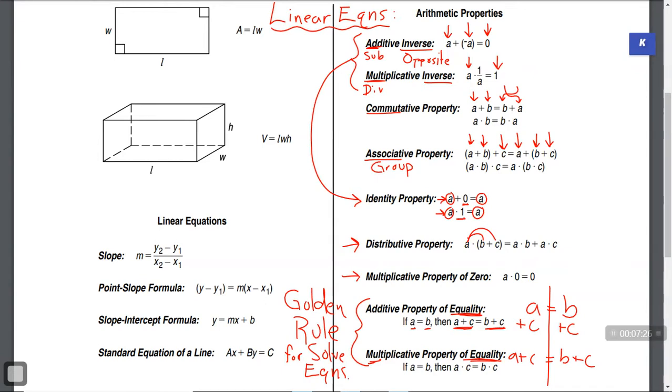And that's our properties of equality. What do you do in order to keep equations equal? So that's a brief explanation of them. Let's give some examples, and then we'll practice.